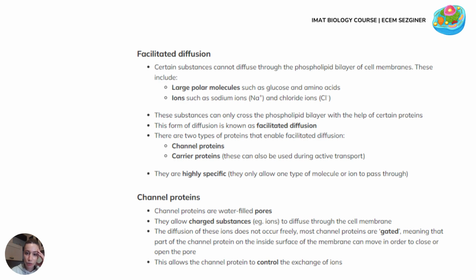Now we continue to the second subtype of passive transport, facilitated diffusion. As you may remember, in facilitated diffusion we have to use a sort of protein. It can be a channel protein or a carrier protein. So, what do we transfer with facilitated diffusion? First of all, large polar molecules like glucose and amino acids.